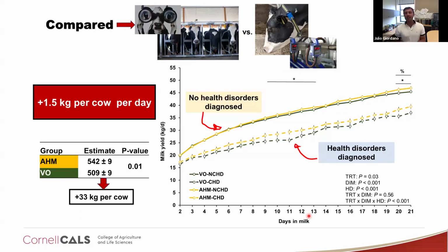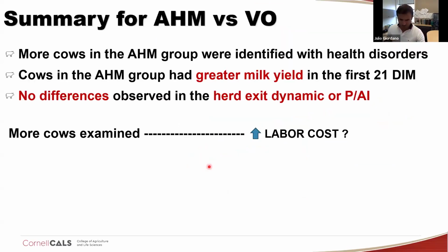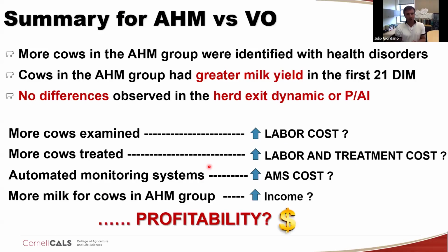What's the upside of this? Well, on average, cows in the automated group made more milk for the first 21 days in milk, a total difference of 33 kilos or 1.5 kilos per cow per day. The difference came from cows diagnosed with health disorders. We found no difference for cows that were not diagnosed with health disorders. It was purely due to the effect, we believe, of treating cows and helping them with the treatments.